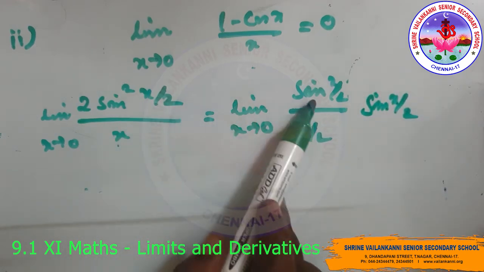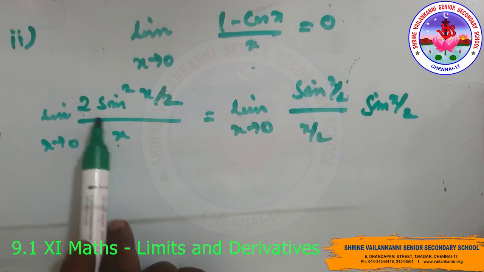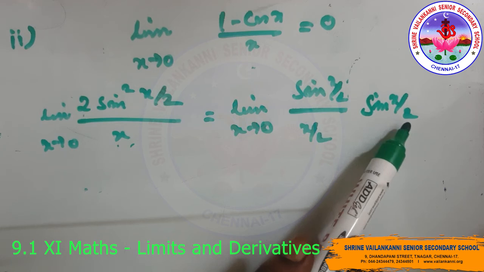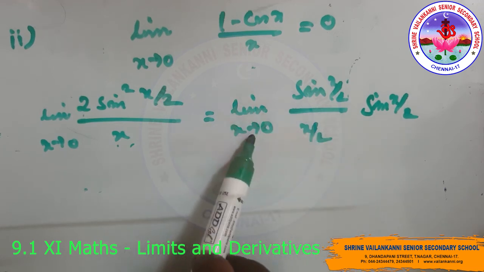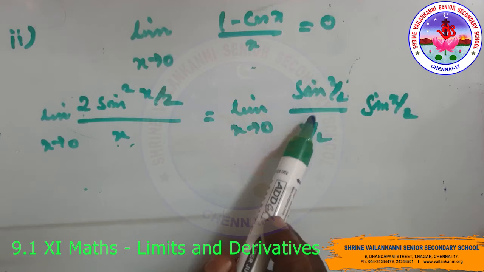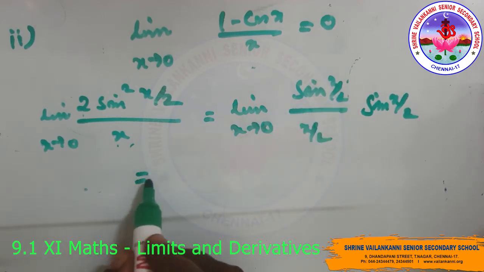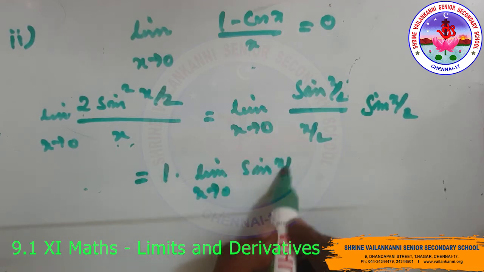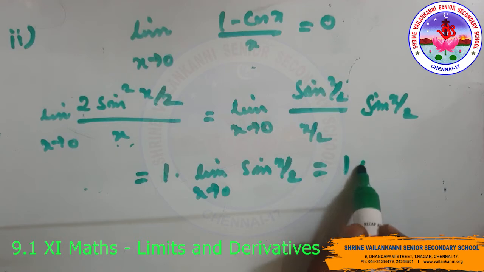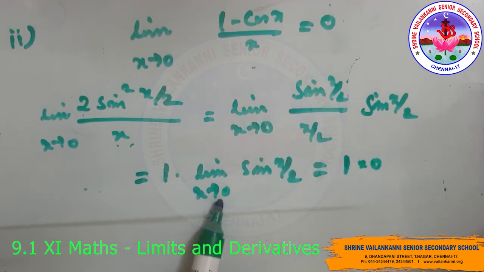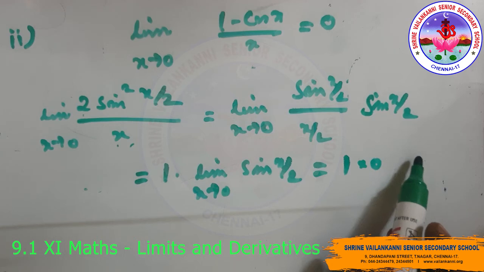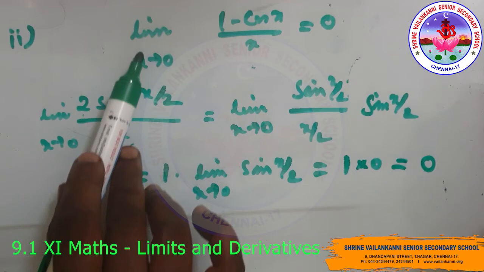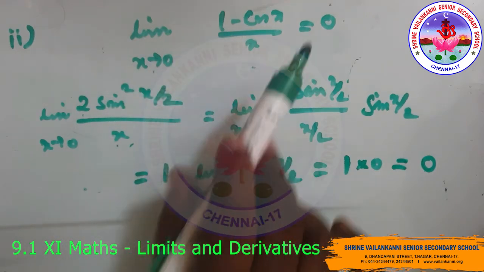So sin square x by 2 is sin x by 2 into sin x by 2, and this 2 comes into the denominator. So sin x by 2 by x by 2 into sin x by 2. Just now we have seen the result, limit x tends to 0, sin x by x is 1. So we are writing this as 1 into limit x tends to 0 sin x by 2, which is equal to 1 into 0. Put x equal to 0, so we get sin 0 is 0. So 1 into 0, which is equal to 0. Therefore, the result limit x tends to 0, 1 minus cos x by x, is equal to 0.